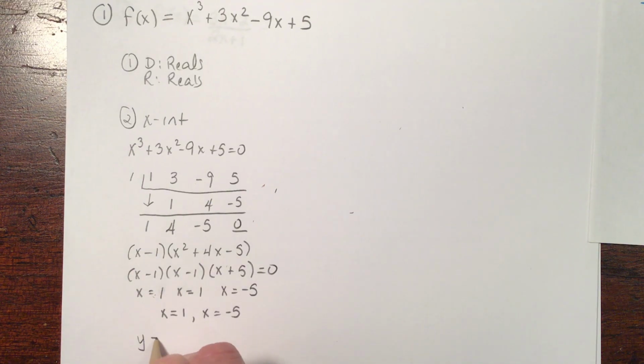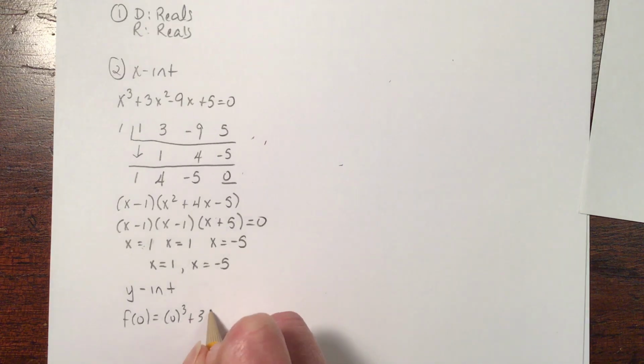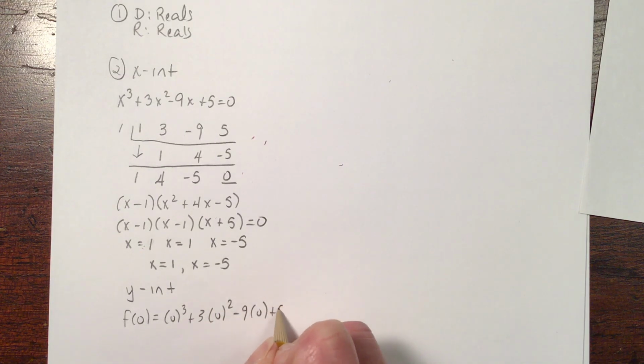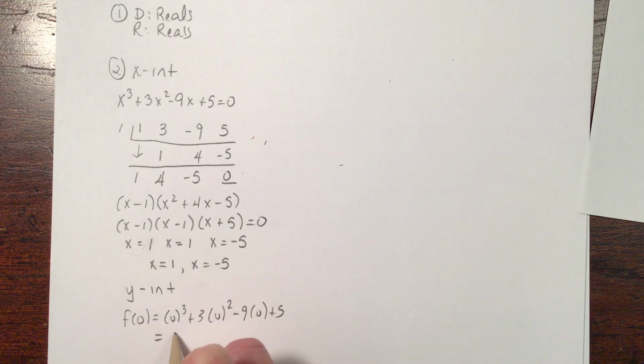My y-intercepts. The y-intercepts we get by plugging 0 into the function. And my y-intercept here is going to be when y equals 5. Okay, so I have my x-intercepts and my y-intercepts.